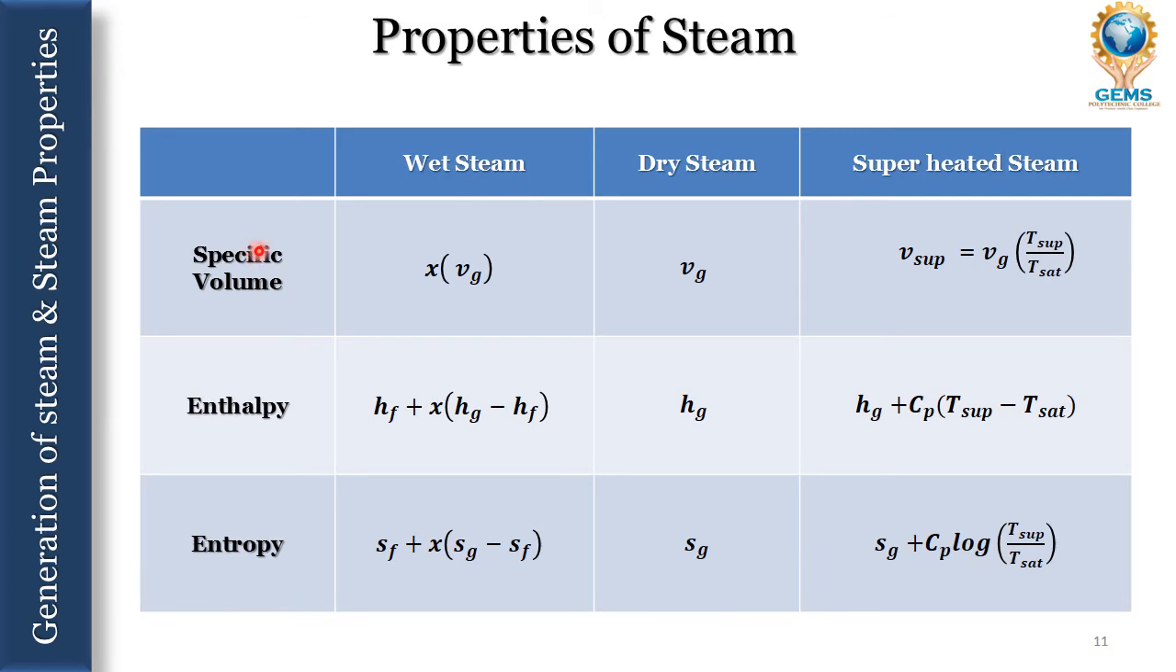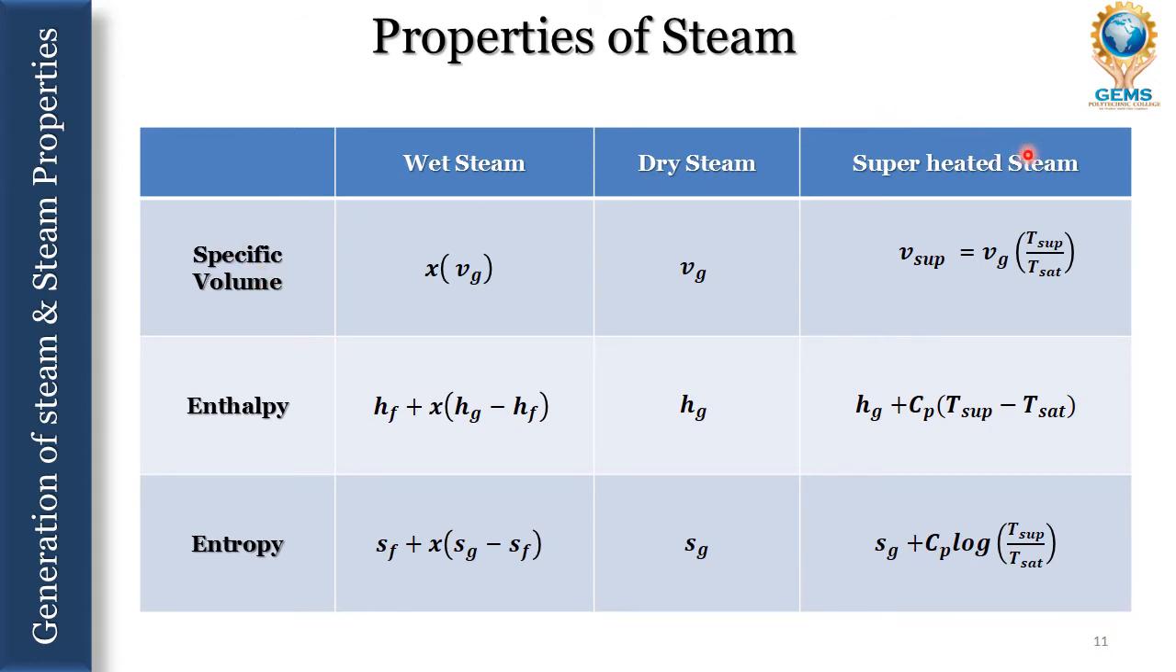For wet steam, the specific volume is represented as x into Vg, the enthalpy is represented as Hf plus x into (Hg minus Hf), and the entropy is represented as Sf plus x into (Sg minus Sf). For dry steam, the specific volume is directly represented as Vg, the enthalpy as Hg, and the entropy as Sg.